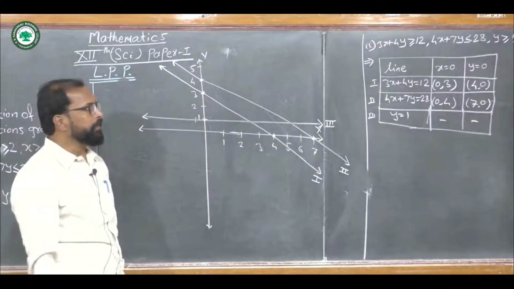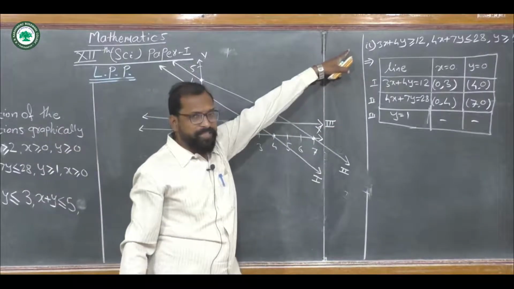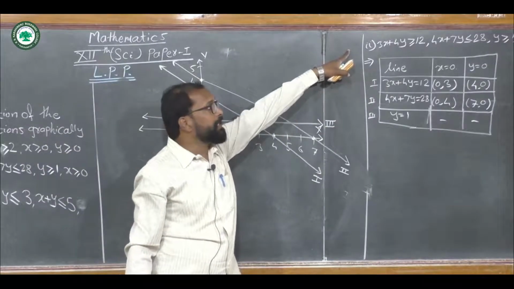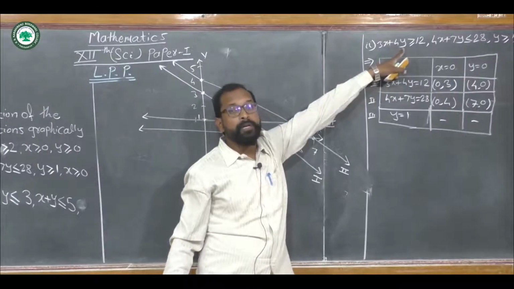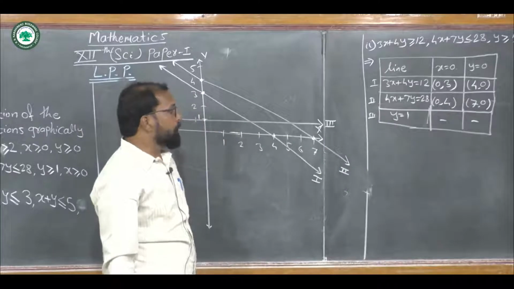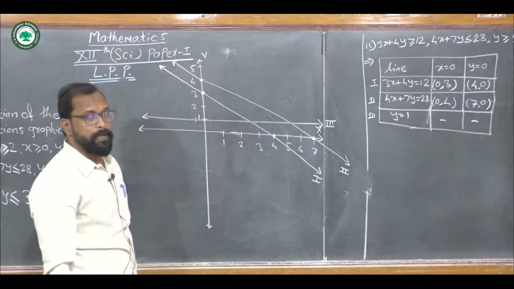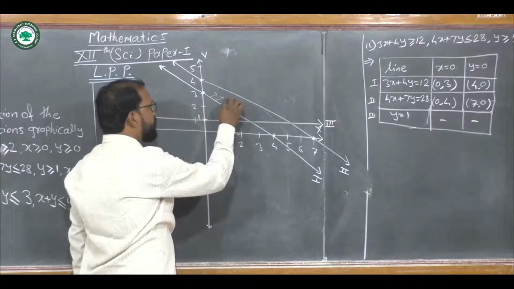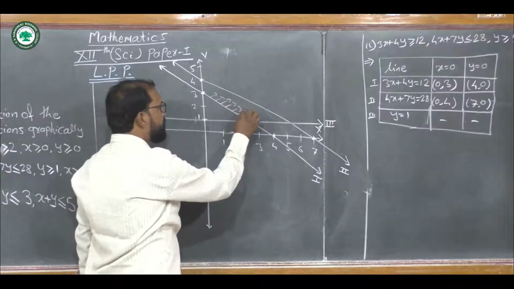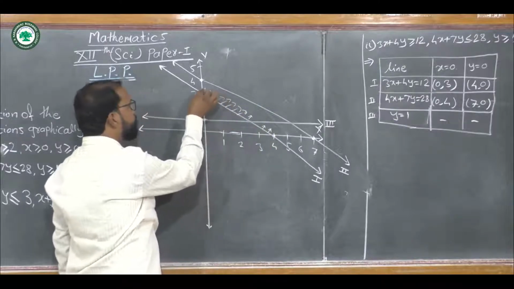Now, observe the inequations. The first inequation is of the type greater than or equal to. So we have to consider the region above the first line. That is, above the first line means this region. This is the region which is above the first line.